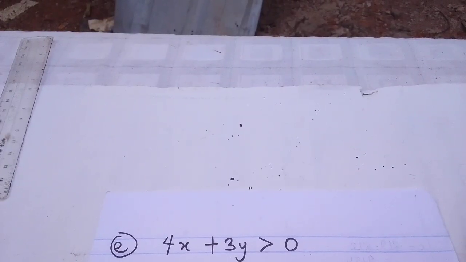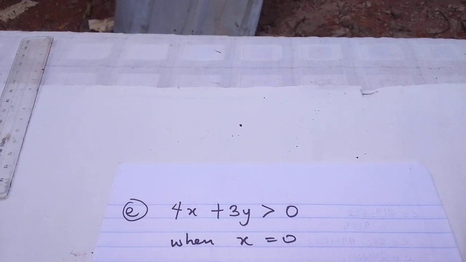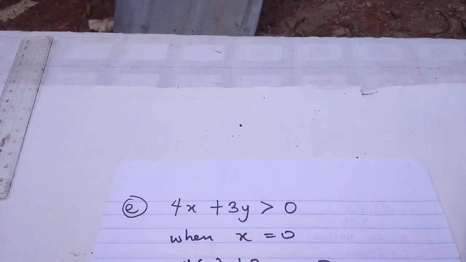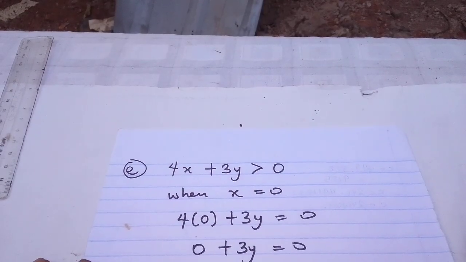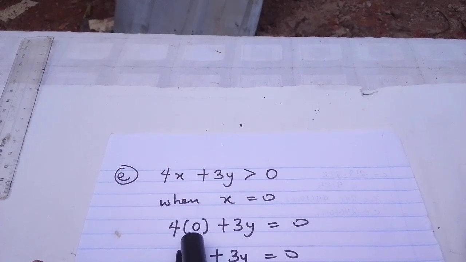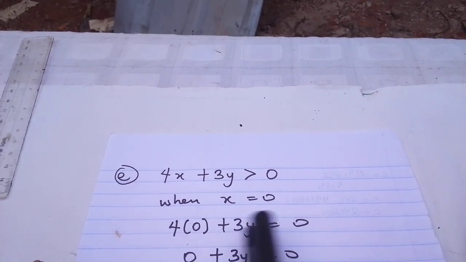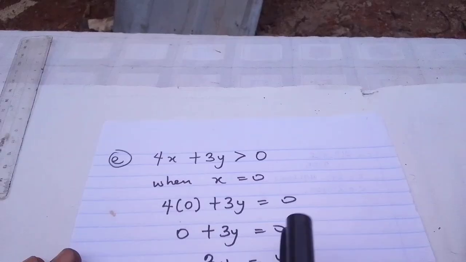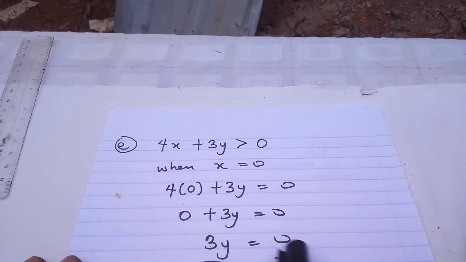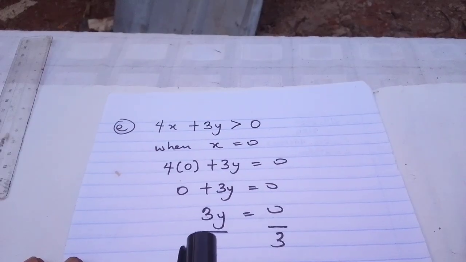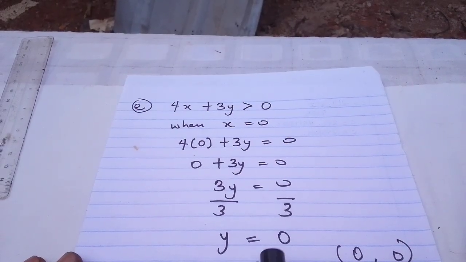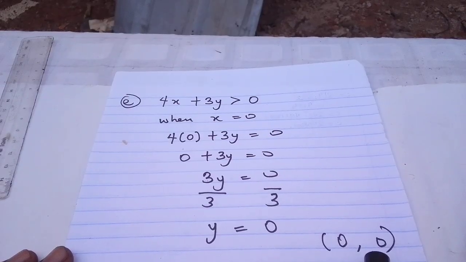Let's have another example. Now 4x plus 3y is greater than 0. Let's substitute when x is 0. What will be the value for y? We substitute x to be 0, so 4 times 0 plus 3y is equal to 0. 4 times 0 is 0, so 3y is equal to 0. To get y, we divide both sides by 3. So the value for y will be 0. So when x is 0, y is 0.